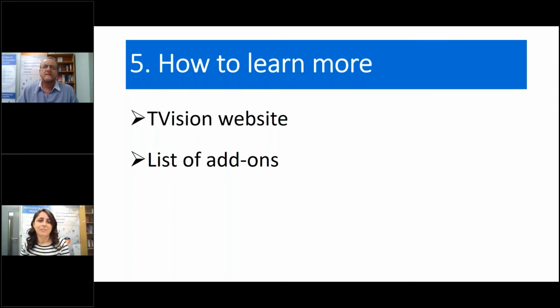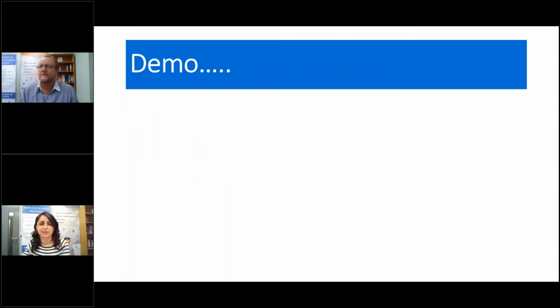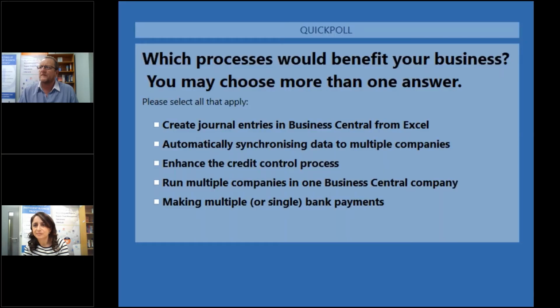So before the demo, where I pass back over to Ian, we would like to have a quick poll just to understand which process would benefit your business. And you can choose more than one answer. So I'm going to launch the poll now. So if you wouldn't mind submitting your answers. One moment. There you go. Hopefully you all can see that. Create journal entries in Business Central from Excel, automatically synchronizing data to multiple companies, enhance the credit control process, run multiple companies in one Business Central company, and making multiple or single bank payments.